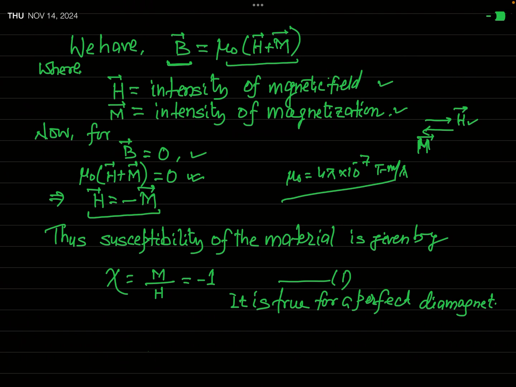So what will be the susceptibility of this material? The susceptibility is defined as the ratio of the magnitude of magnetization and the intensity of magnetic field H, that is chi is equal to M over H. But M and H are equal in magnitude but opposite in direction. So taking the direction into account, chi is equal to -1. The susceptibility of a perfect diamagnet is equal to -1, so a superconductor definitely behaves like a perfect diamagnet.